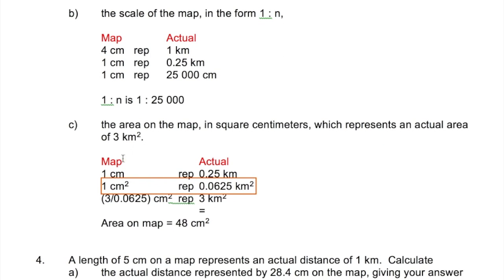In the third part, we have to find the area on the map in square centimeters, representing an area of 3 kilometers squared. We start off with the linear scale and we square the linear scale to get the area scale. So to find 3 km square, we just take 3 divided by 0.0625 cm squared. Thus, the area on the map is 48 cm square.